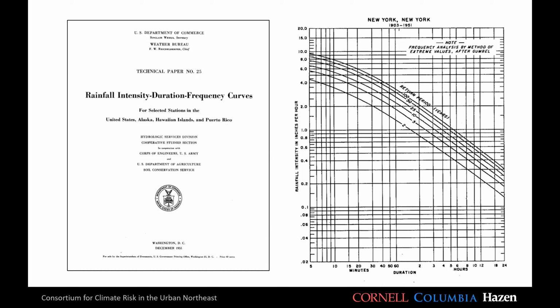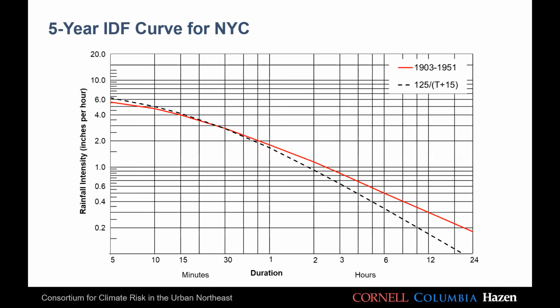And that report included intensity, duration, frequency curves, IDF curves, for all the major cities in the country based on rainfall from 1903 to 1951. And the curves for New York City are shown here. They range in return period from 2 years to 100 years. And these were adopted by the city and are still adopted to this day.